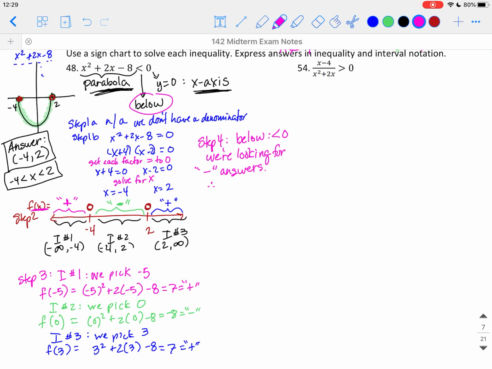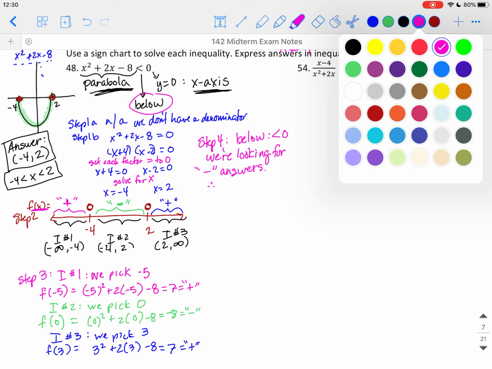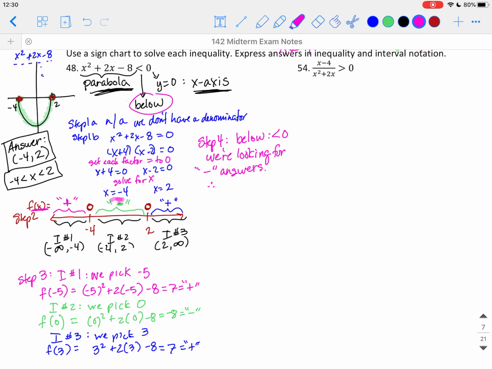Therefore, our only answer, I'm going to highlight it here in pink. This is the negative that we're looking for. And so our answer is this interval right here. And it's the same answer that we got looking at the graph. The two positive ones are technically the part of the parabola that are above the x-axis that we were not interested in when we graphed it.